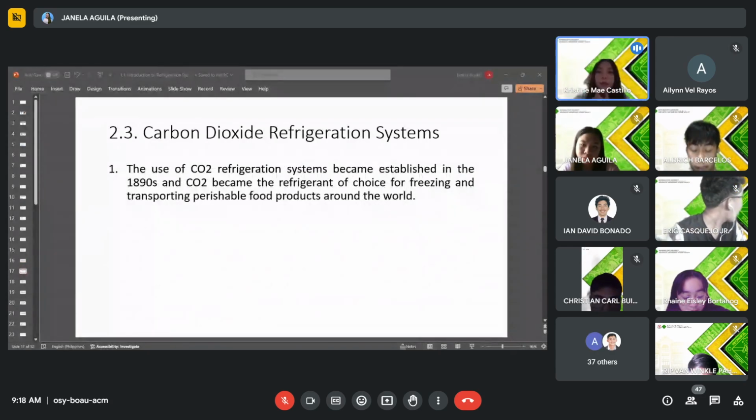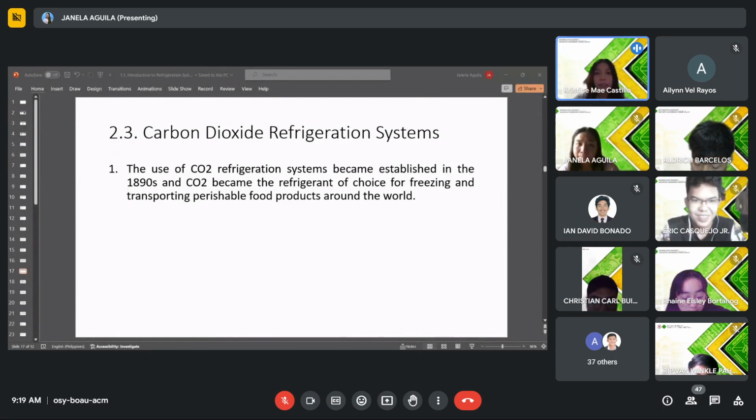Next naman po ay yung parang continuation lang din po to ng carbon dioxide refrigeration systems yung kanina. Nung early days po, since kokonti na lang yung suitable na chemical compounds na pwedeng magamit as refrigerants and limited na rin po yung available na equipment para sa refrigeration, ay naging active na refrigerant ang carbon dioxide dahil sa widespread availability nito. And sabi nga po dito, the use of carbon dioxide refrigeration systems became established in the 1890s, and carbon dioxide became the refrigerant of choice for freezing and transporting perishable food products around the world.